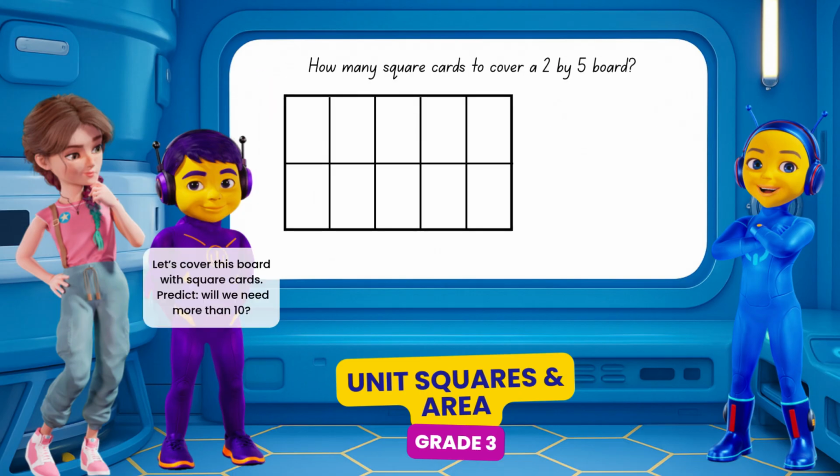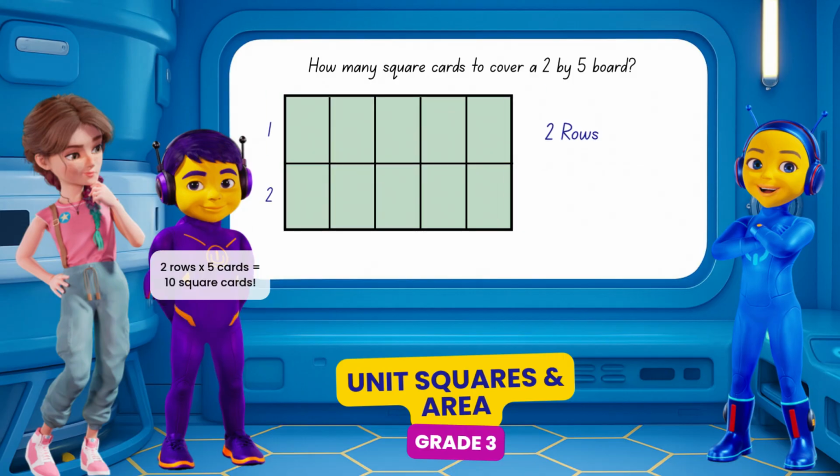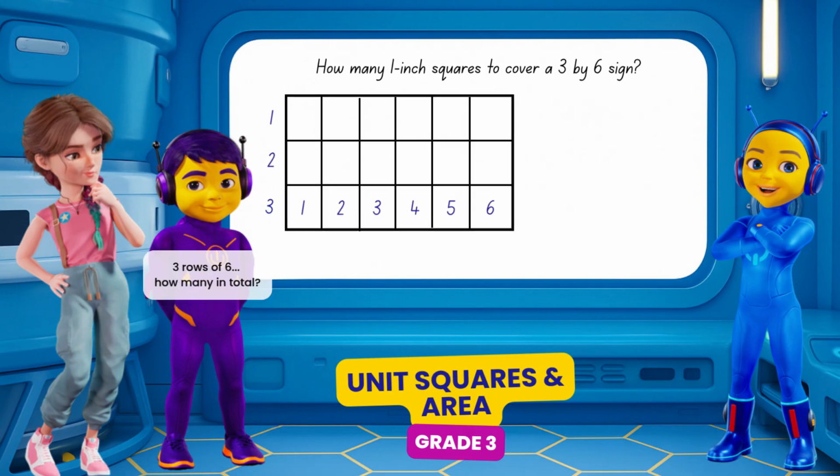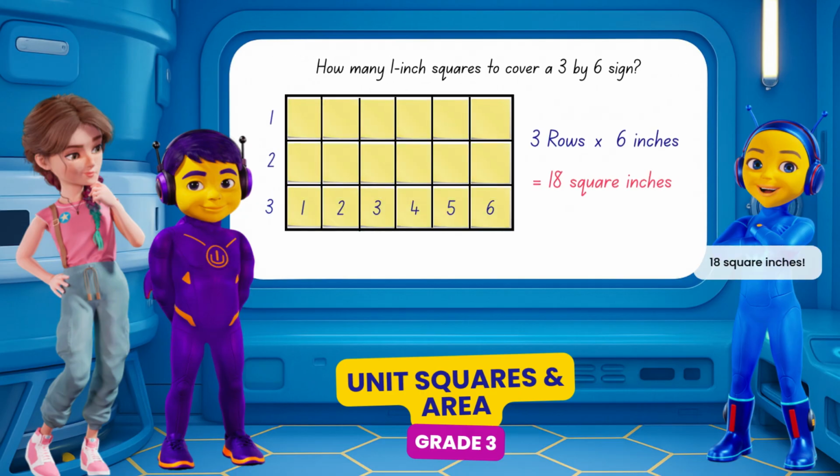Let's cover this board with square cards. Predict. Will we need more than 10? 2 rows times 5 cards equals 10 square cards. 3 rows of 6. How many in total? 18 square inches.